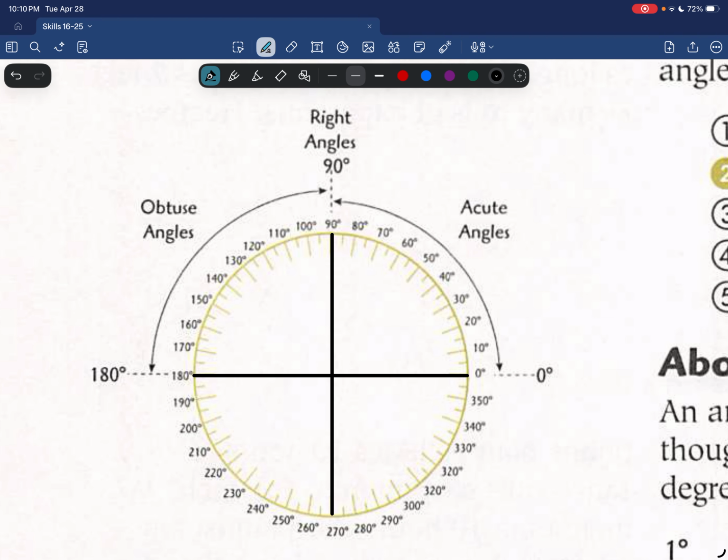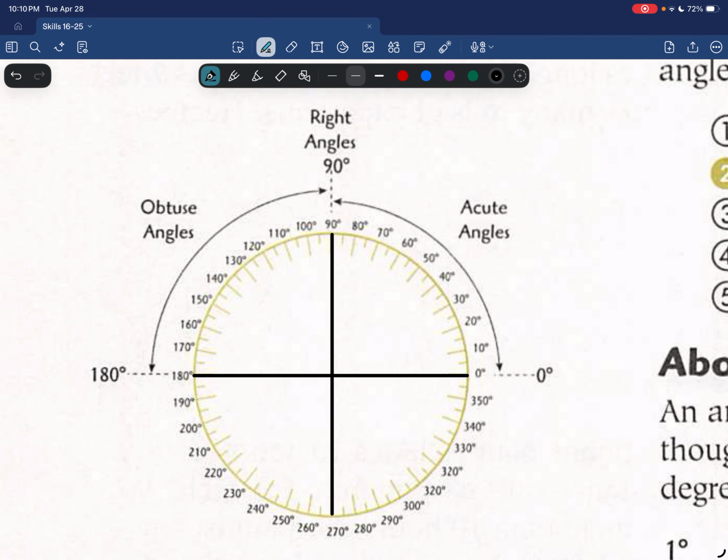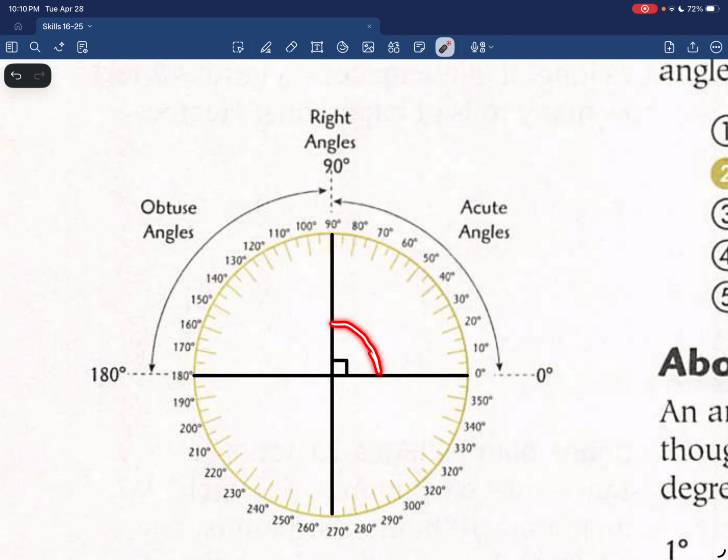You have 0 degrees here. You have 90 degrees here. You have 180 degrees here. And down here is 270. 360 divided by 4, each of these is 90 degrees. And you can show that with this symbol. That means 90 degrees. So the opening between these 2 lines is 90 degrees. It's a perfectly straight corner. It's a right angle.